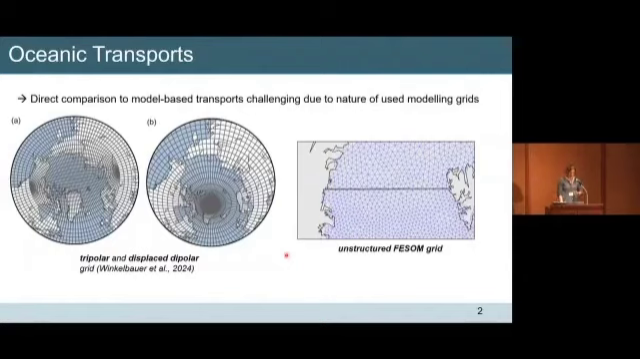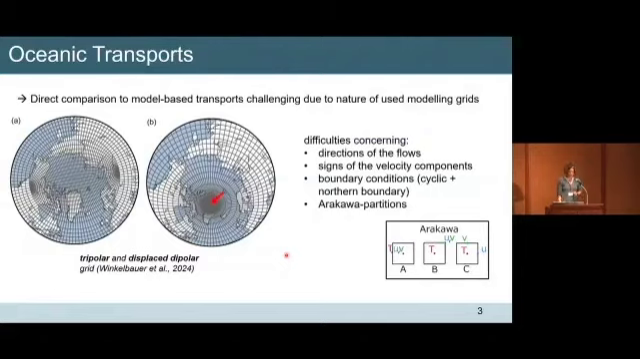However, those pose some challenges when calculating the transports concerning the direction of the flows, concerning the signs of the velocity components. So for example, when looking at the displaced dipolar grid in the middle, at Fram Strait, if we move towards the artificial North Pole, which is over Greenland, instead of moving northwards, we actually move towards the southwest. So this introduces some challenges concerning the directions of the actual flows. Also concerning the boundary conditions used by the models and the Arakawa partitions.